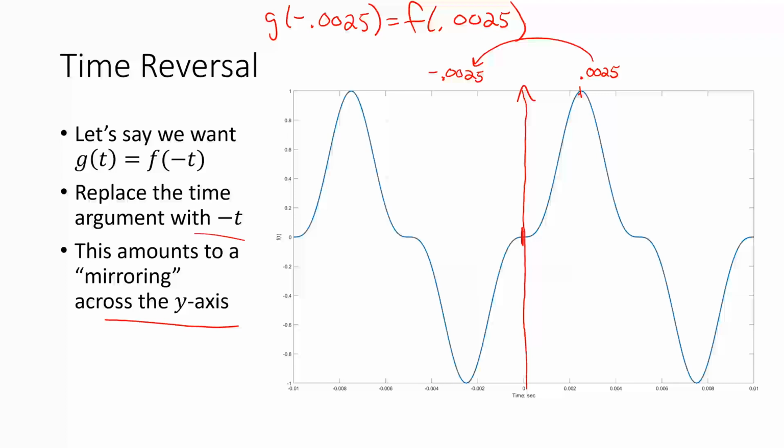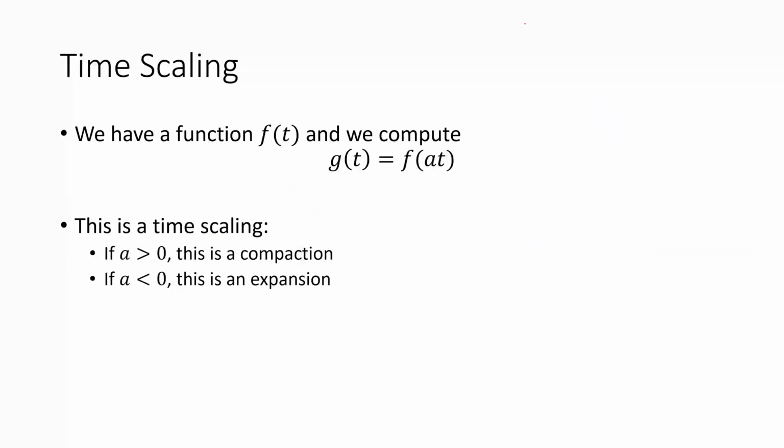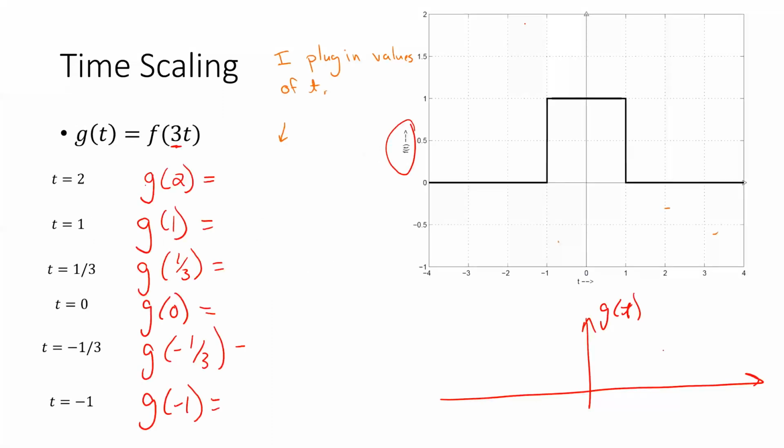All right. The other thing I can do is what I call time scaling. In other words, where I multiply the time argument by some scaling factor. Okay. And that has the effect of either compacting the signal, in other words, making it tinier, or expanding it, making it wider. Okay. So let's look at an example here. I have this function up here, f of t. This is my f of t. And I said g of t is equal to f of 3t.